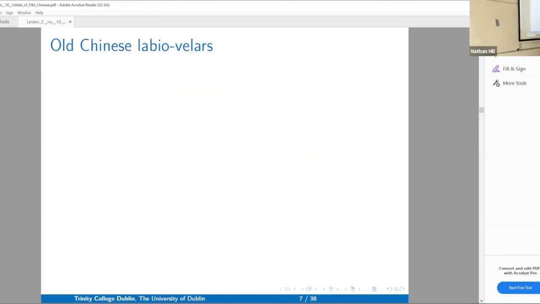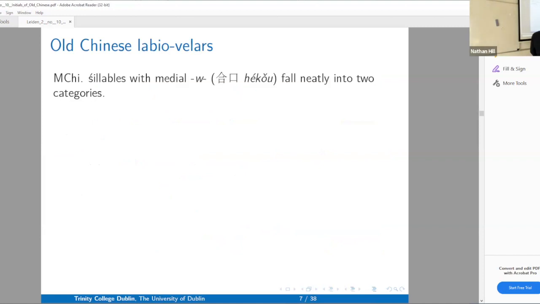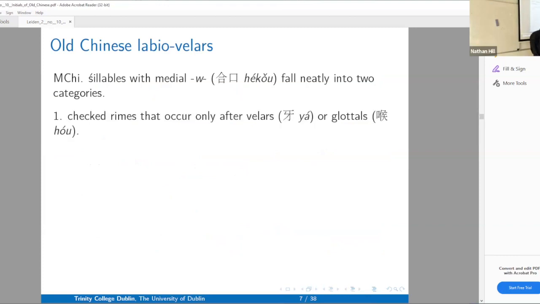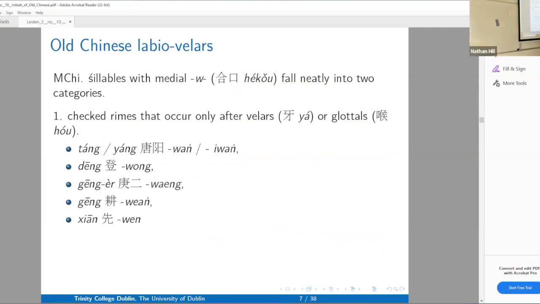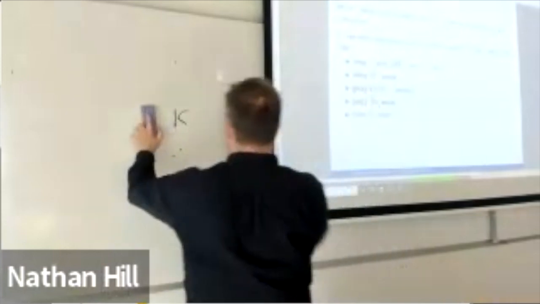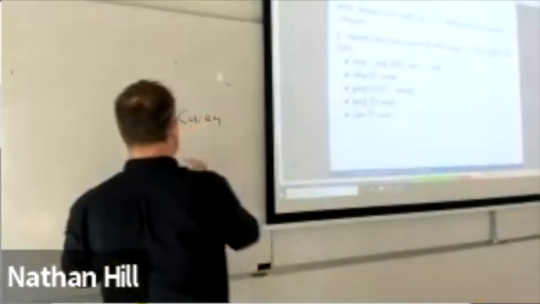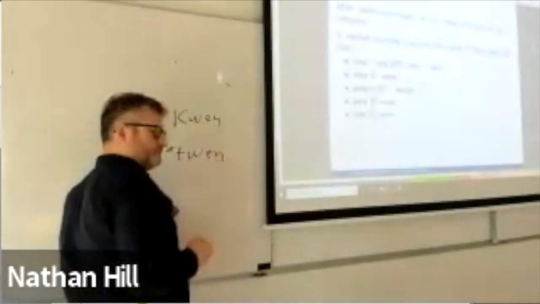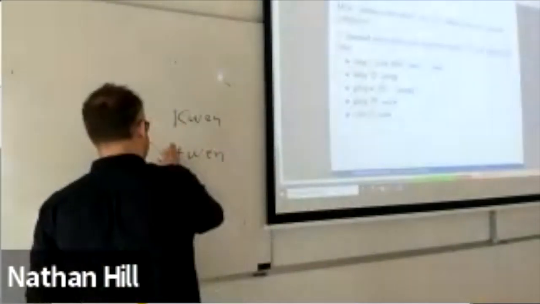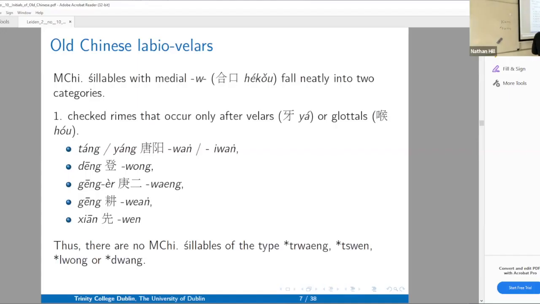So that's that. Okay, so now the labiovelars. So middle Chinese syllables with W, which we heard about just today, fall neatly into two categories. So one is checked rhymes that occur only after velars or glottals. So these rhymes, what am I saying? I'm saying that we have syllables like kwen, but we don't have syllables like twen.